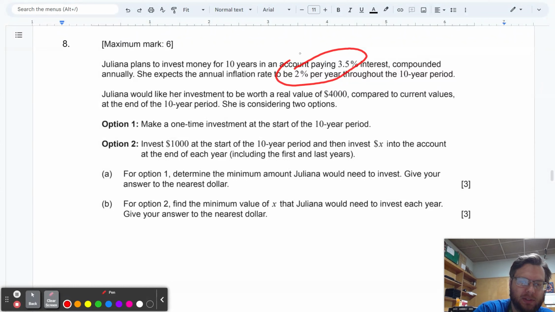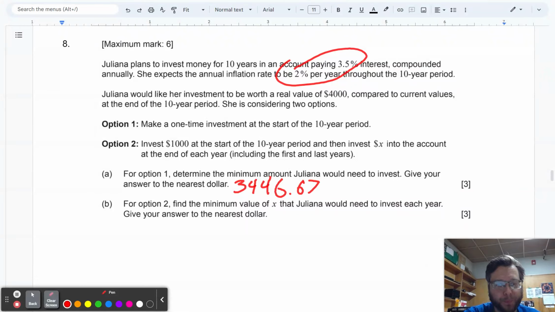Giving it to the nearest dollar, 3446.67. The reason it's negative is because you're depositing that money in the account.